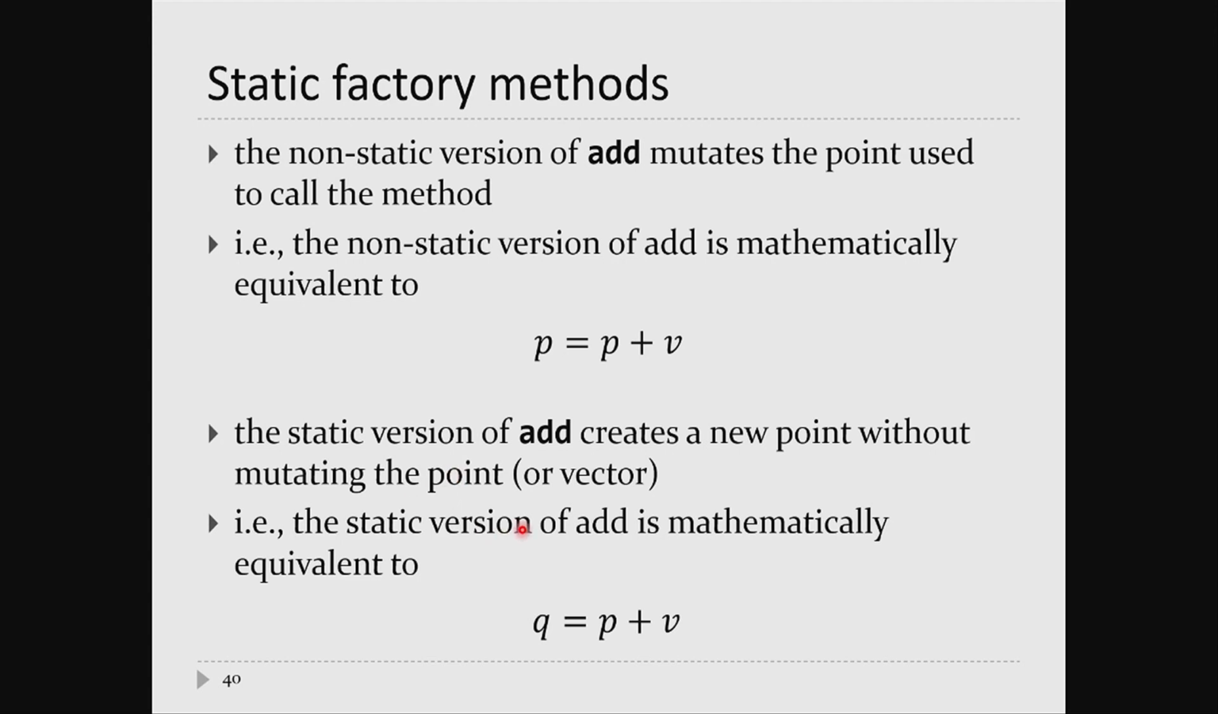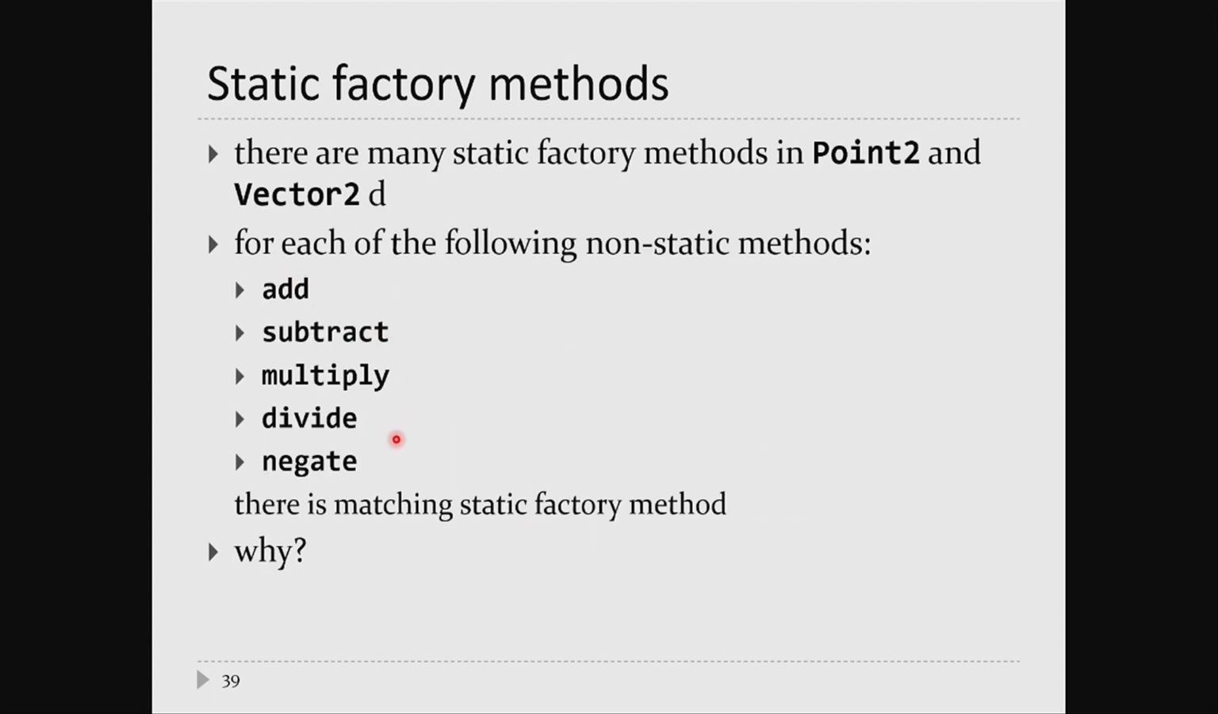And all of the other methods are the same. So subtract, multiply, divide, and negate. There's a matching static factory method that gives you back a new point equal to subtracting two points, multiplying a point by a scalar, dividing a point by a scalar, and negating a point.